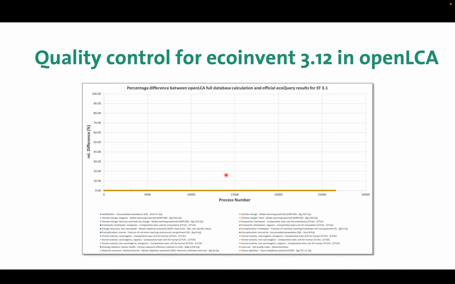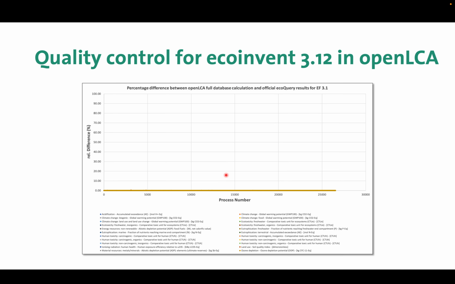So last but not least, before we come to the live demonstration in openLCA, some points on the quality control of ecoinvent 3.12 in openLCA, which we always do after we have implemented it in our software. You also find these graphs inside our report, freely available on Nexus. You don't need to have a license. You can find the implementation report for ecoinvent and openLCA. There are also these figures.